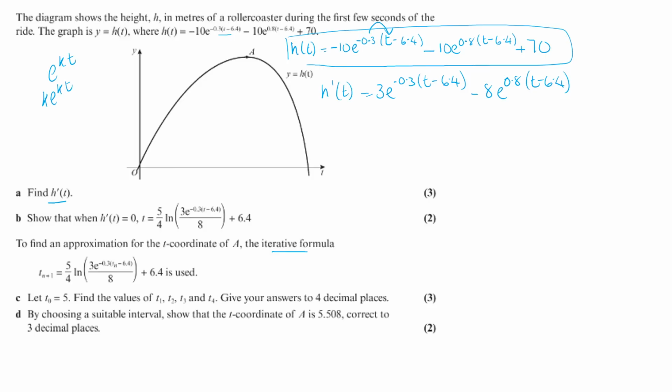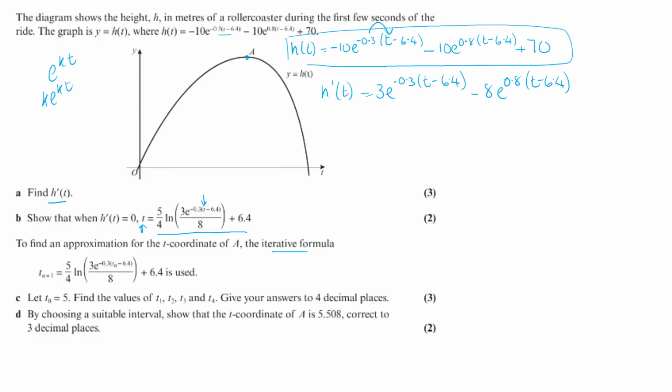Now in part B, show that if the differential is 0, then t can be equal to this equation here. So notice that we've got t and we've still got t in here, and we're trying to get h dash of t is equal to 0. So that's going to be when we have a turning point. So that's going to be at A, and later on in the question we're using the iterative formula, which is the thing we've just proved here.